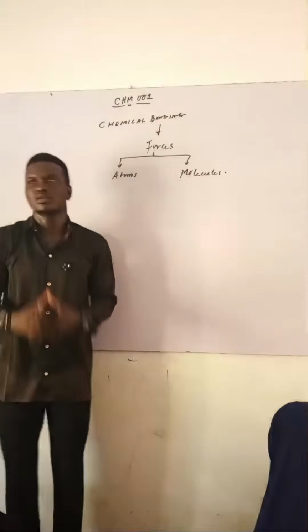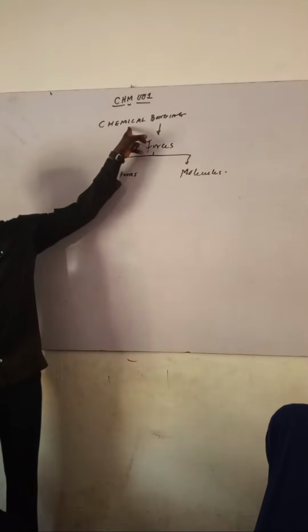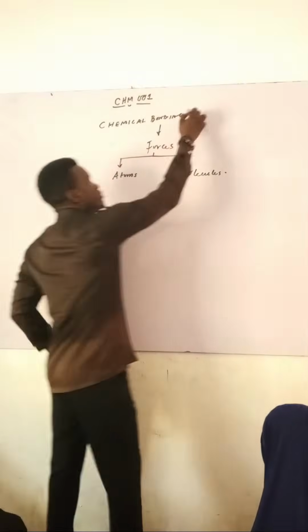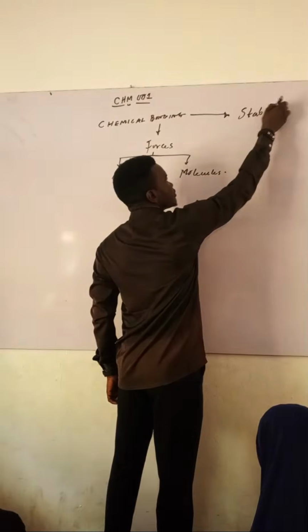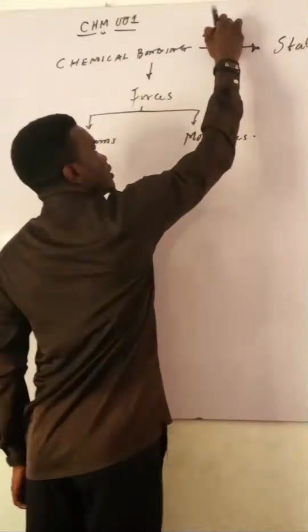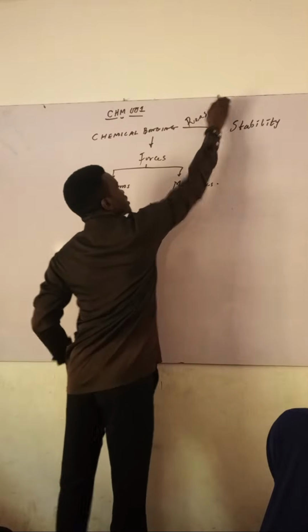So that is the thing. So why do we now study chemical bonding? We study chemical bonding because there are some elements that want to be stable. We study it for stability. So the reason for bonding is stability.